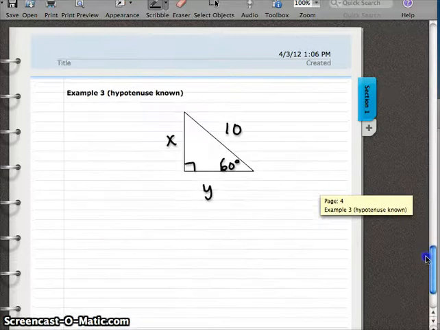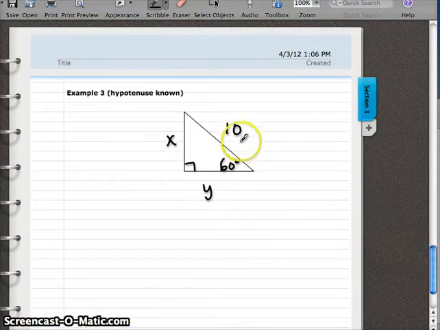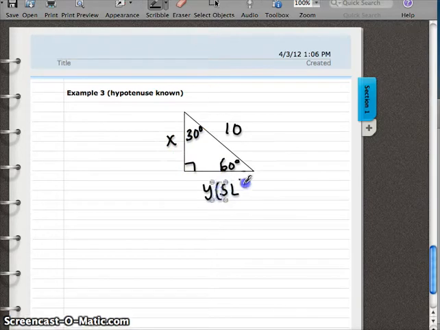Let's do one more. Let's say we know the hypotenuse this time, and we're solving for our two legs, our short leg and our long leg. So again, fill in your angle so you know what is the short leg. So that ends up being this over here. Across from the 30 is our short leg, across from the 60 is our long leg, and this is our hypotenuse.